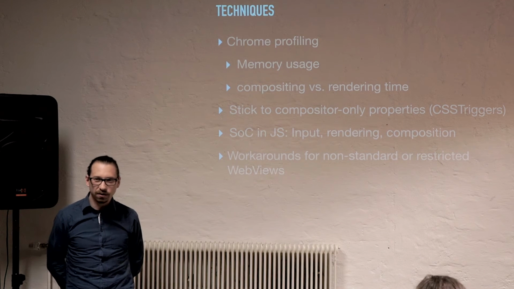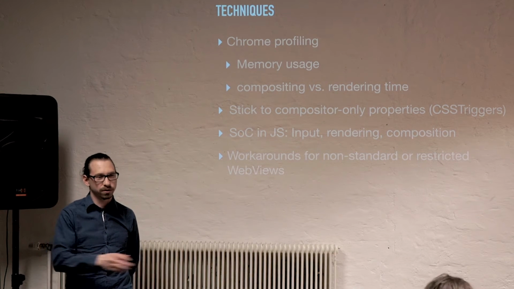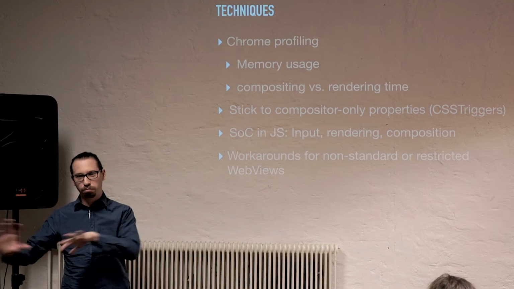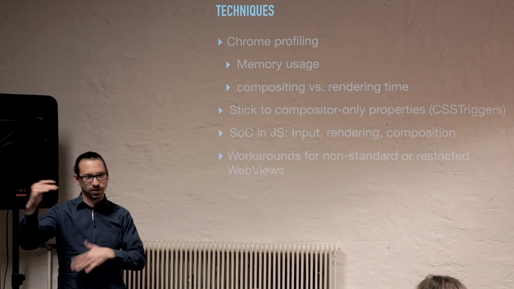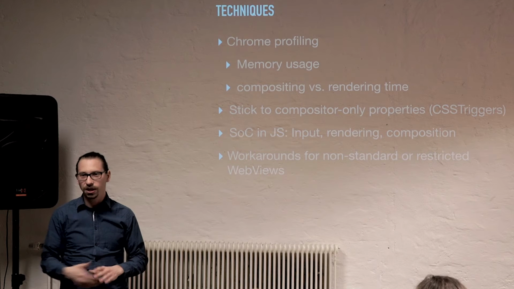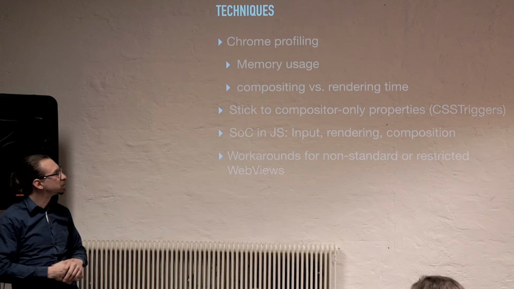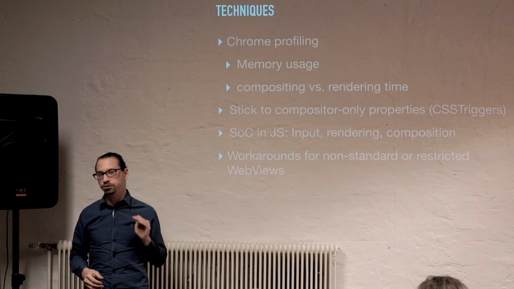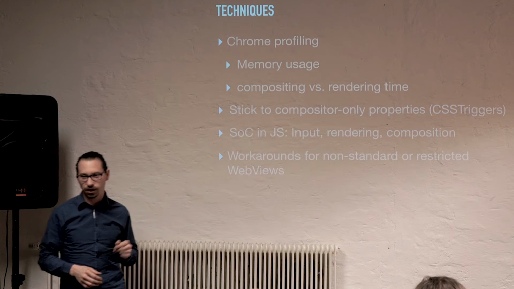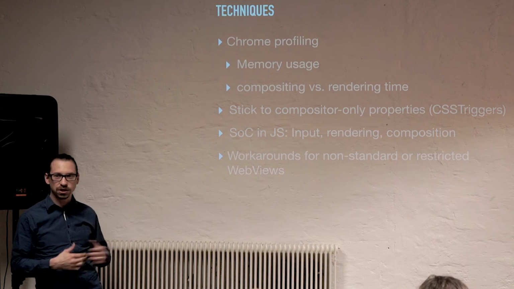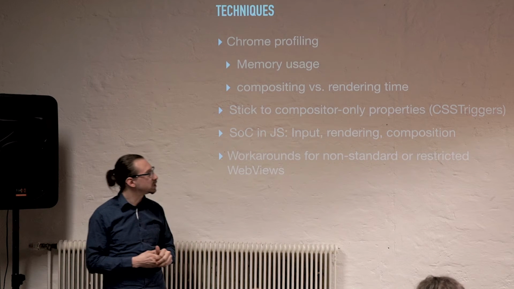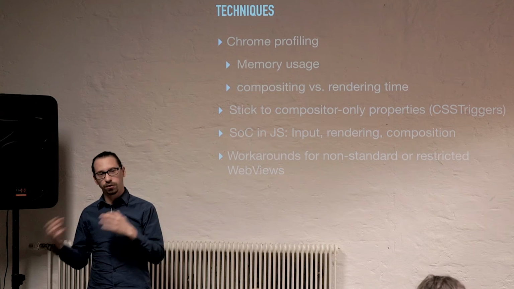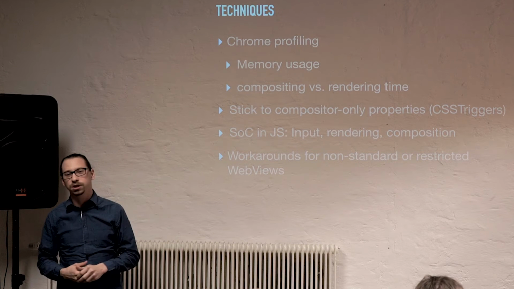And this is also the most important thing that we learned. If you really have performance problems with transitions of big portions of your website, then you have to stick to CSS properties which do not trigger rendering or painting. You have to use CSS properties for those animations and transitions that only trigger compositing.